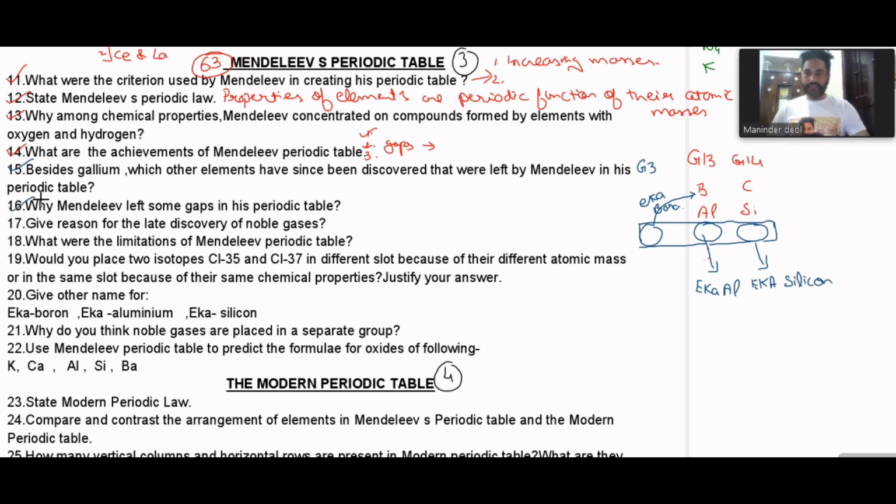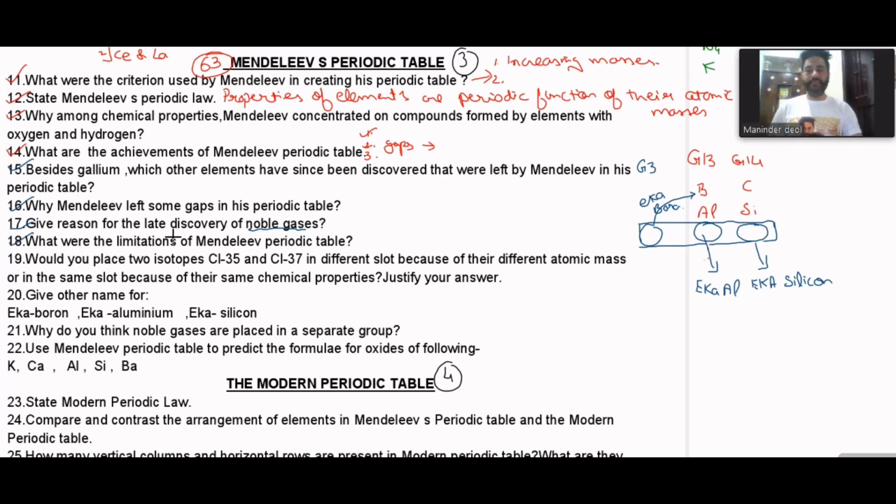Question C: Why did Mendeleev leave some empty spaces, gaps, for those elements which would be discovered later? Give reason for the late discovery of noble gases. Noble gases were discovered very late. What is the reason? Because these are inert in nature, very least reactive. That's why these were discovered later.